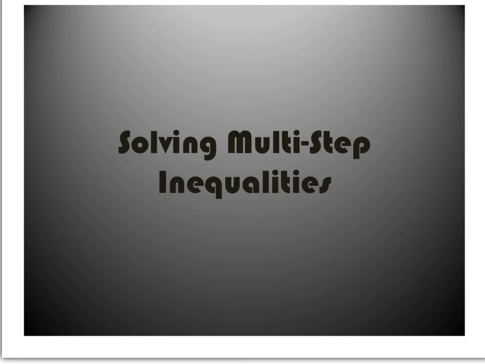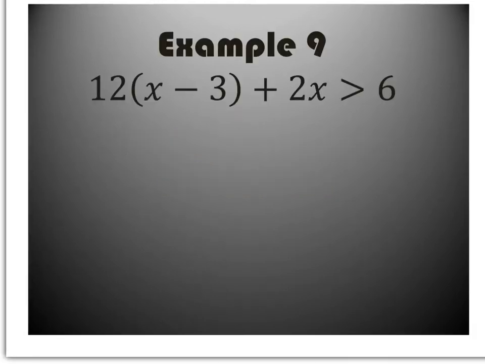Well, we've covered one-step inequalities, two-step inequalities, so now, of course, we go to multi-step inequalities. So make sure you have your composition book out, and let's look at those last two flaps on that foldable that aren't filled in yet. So, on number 9, we have 12 times x minus 3 plus 2x is greater than 6.